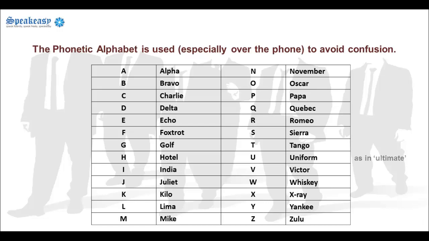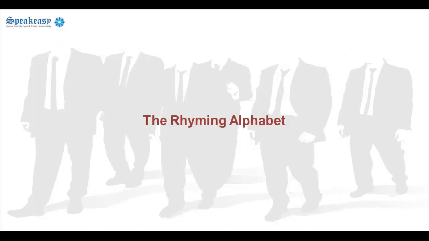V for Victor, W for Whiskey, X for X-ray, Y for Yankee, and Z, or zee as it's pronounced in the United States, for Zulu. You may have noticed that many of the words that we've just looked at have a very similar pronunciation. They use the same vowel sound.